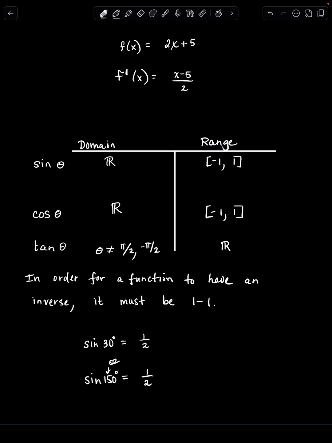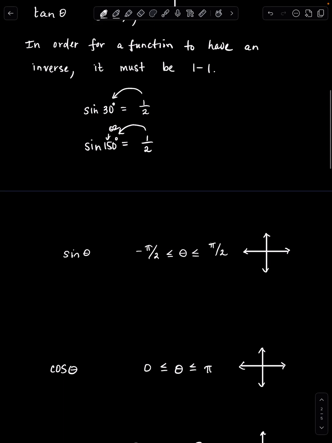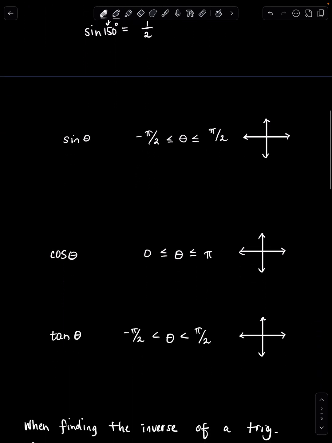Well, that's where the issue comes up, because I have an output, or my range is 1/2, my y value is 1/2, my x value is 30. My range, my output is 1/2, my x value is 150. So I have 2 x values for 1 y value. So we can't have that for a 1 to 1. So how do we take care of that? Well, they go in, and we're going to restrict the domain in our trig functions.